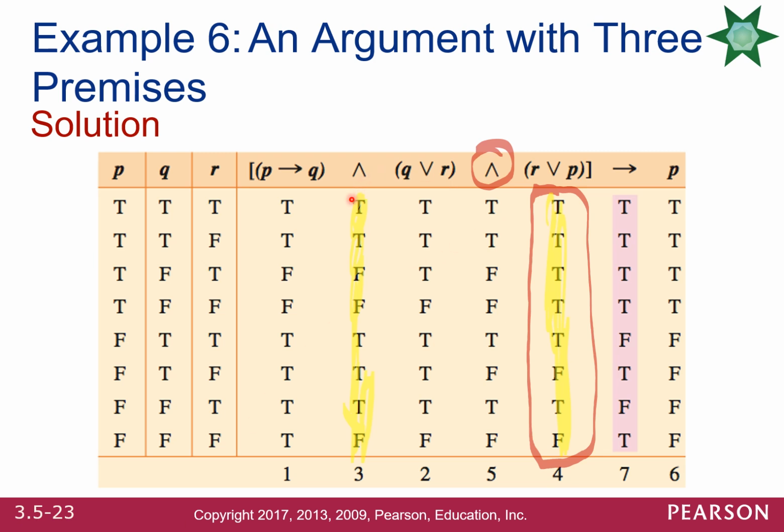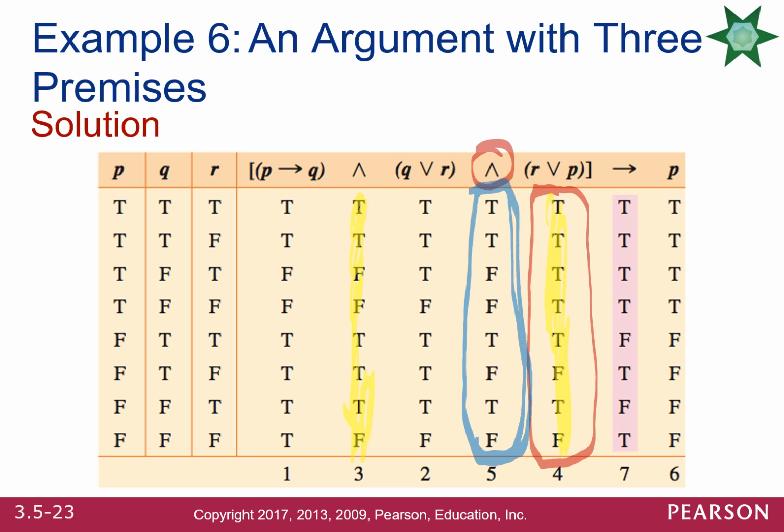All right, so what do we have here? Again, it's a conjunction. True, true results in a true, true, true results in a true, false, true results in a false, false, true results in a false, true and true results in a true, true and false results in a false, true, true results in a true, and false, false results in a false, correct? So let's highlight that over here. All right, so we got this in step 5, correct?